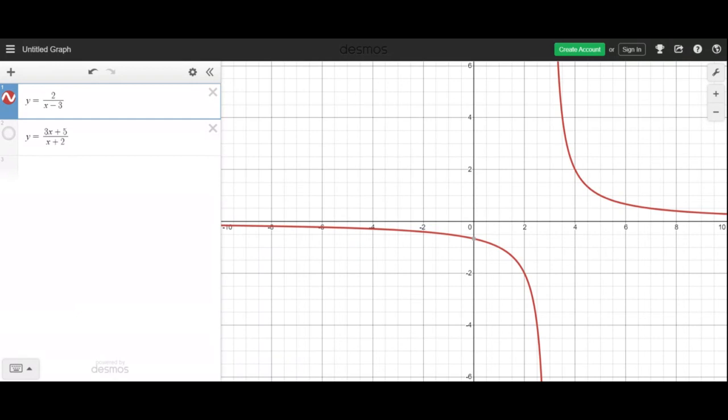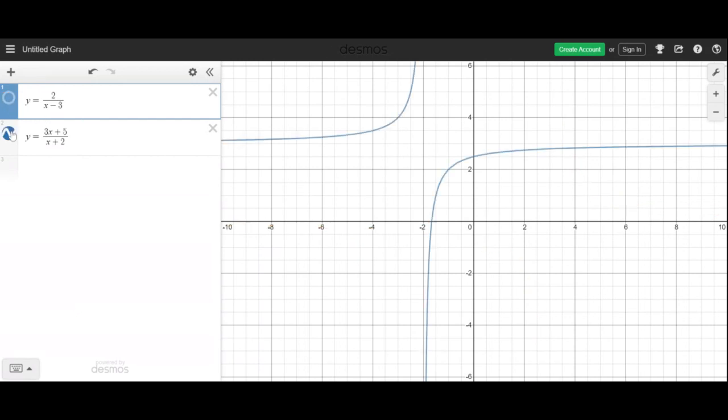Okay. So let me show the other graph now. There's the 3x plus 5 over x plus 2. So again, we want the domain and the range. So what's the domain going to be for this one?